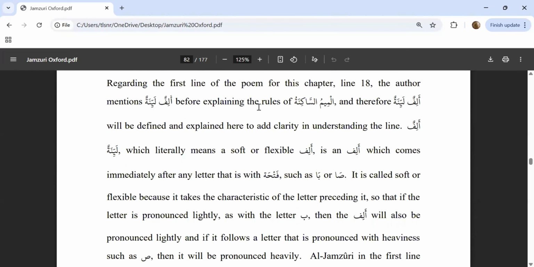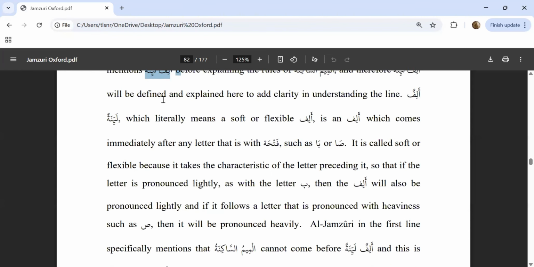So before we go into the lines of the poem for this particular chapter, in line 18, Al-Jamzuri mentions the alif layna. So before we explain the rules, we'll just briefly define and talk about the alif layna. So alif layna literally means a soft or flexible alif. And this alif will immediately come after any letter that is with fatha, such as ba or sa.